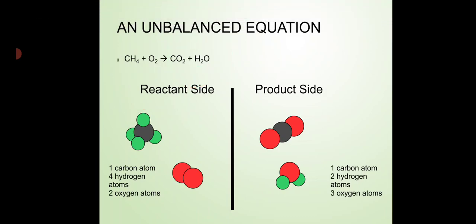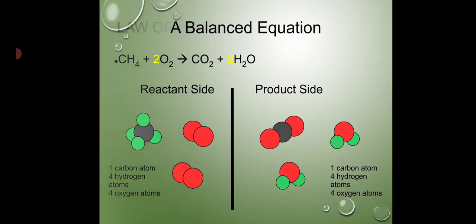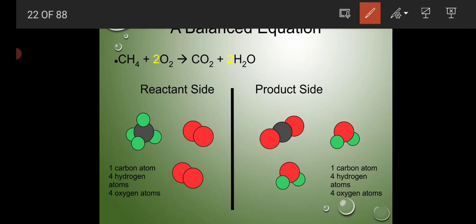Now what is a balanced chemical equation? We can understand the balanced chemical equation by the same reaction. See, CH4 reacts with 2O2 and gives you CO2 plus 2H2O. When you compare the number of atoms present on both the reactant side as well as the product side, you will get 1 carbon atom, 4 hydrogen atoms and 4 oxygen atoms. Similarly, on the product side, 1 carbon atom, 4 hydrogen atoms and 4 oxygen atoms. And this type of equation is known as a balanced chemical equation.